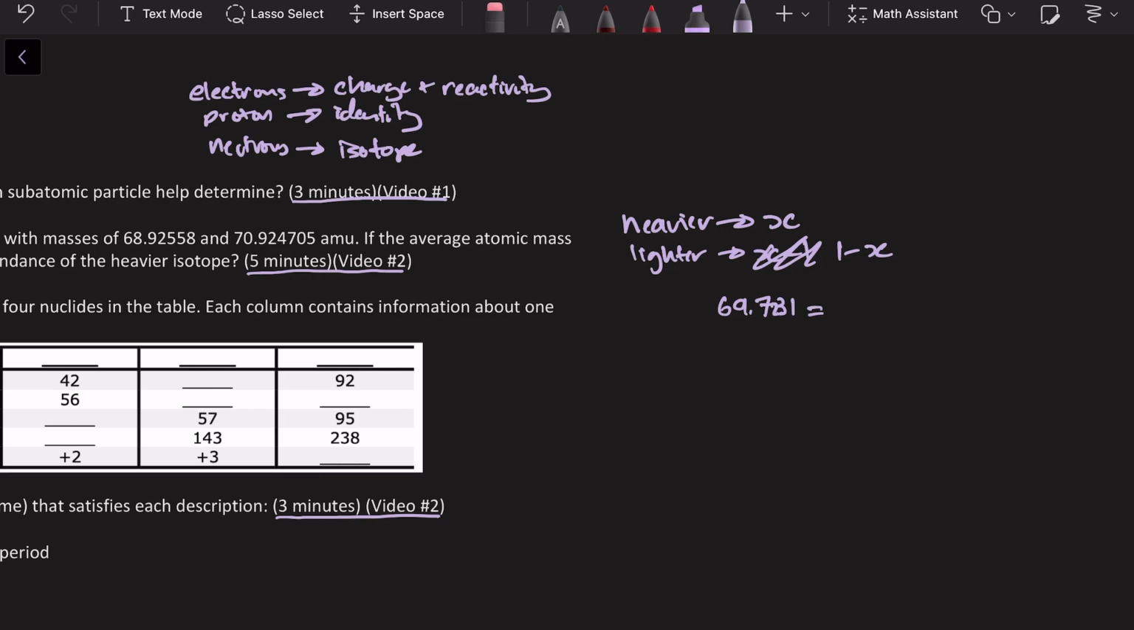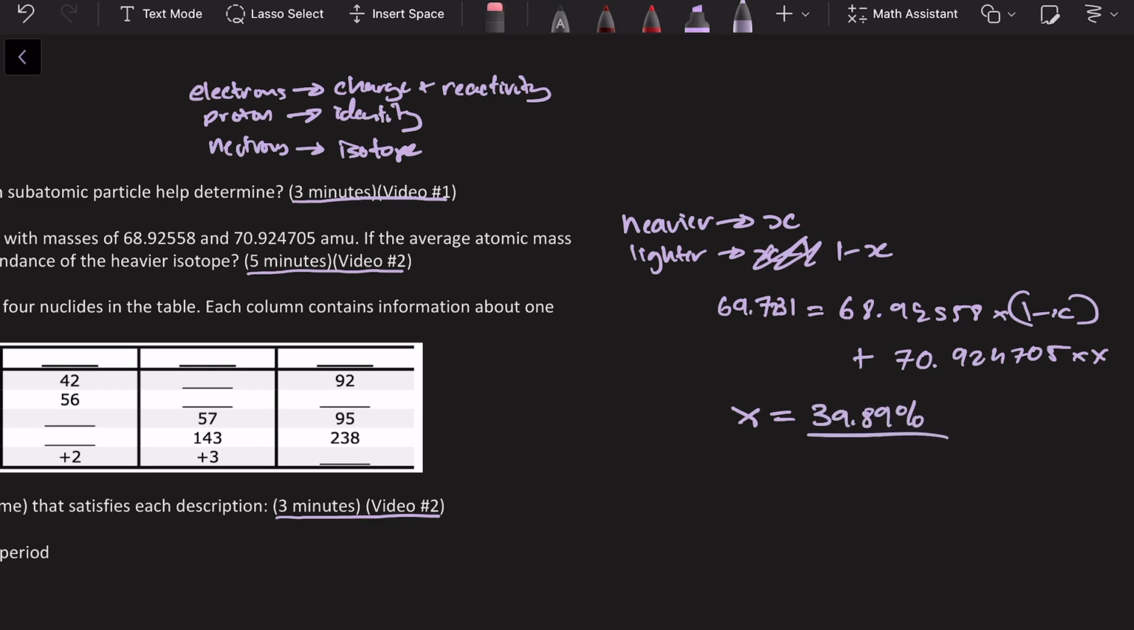So here we have the average equals 69.7231 AMU, and that equals 68.92558 AMU multiplied by (1 minus x) plus 70.924705 AMU multiplied by x. And solving this all out, we get x equals 0.398935 times 100%, which equals 39.89%.